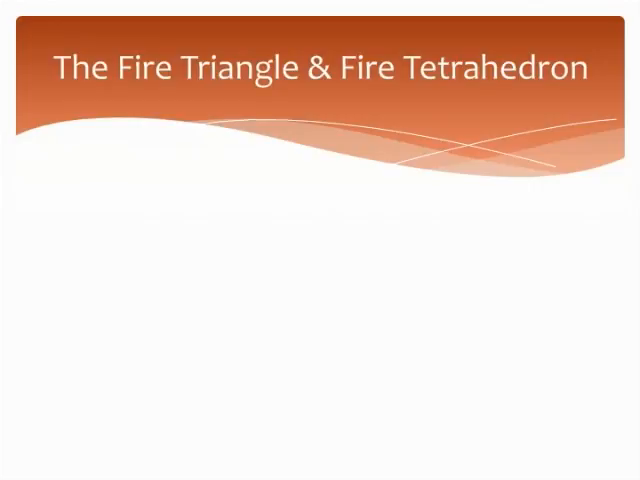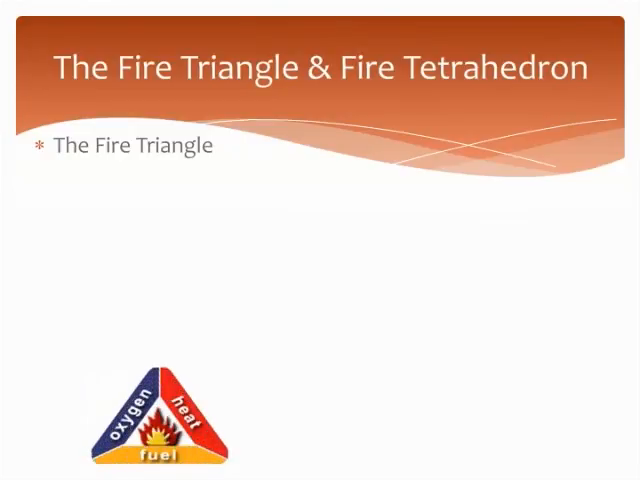In order to better understand how fire works, it is important that we talk about the fire triangle. The fire triangle consists of heat, oxygen, and fuel, each represented as one side of the triangle. Heat can come from any source, whether that be from a light bulb, electricity, or nearby fire.